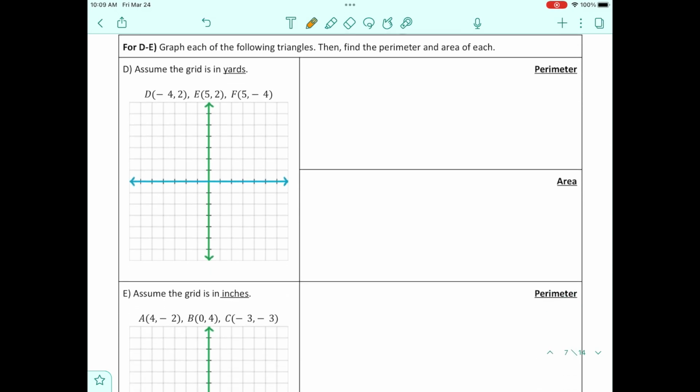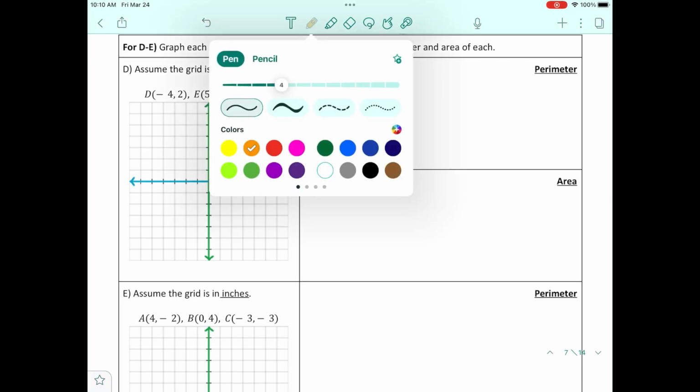Okay, so for examples B and E, it says graph each of the following triangles, then find the perimeter and area of each. And I do give you a diagram where you can plot some points, you can draw the actual triangle, and then some workspace to find the perimeter and area. The main thing you need to remember for the perimeter is that you need to add up the length of all sides of the triangle. That is how you get the perimeter, and it's measured in linear units. And then the area, you need the base and the height, and then you do base times height divided by 2. So let's start by first going through and plotting these points.